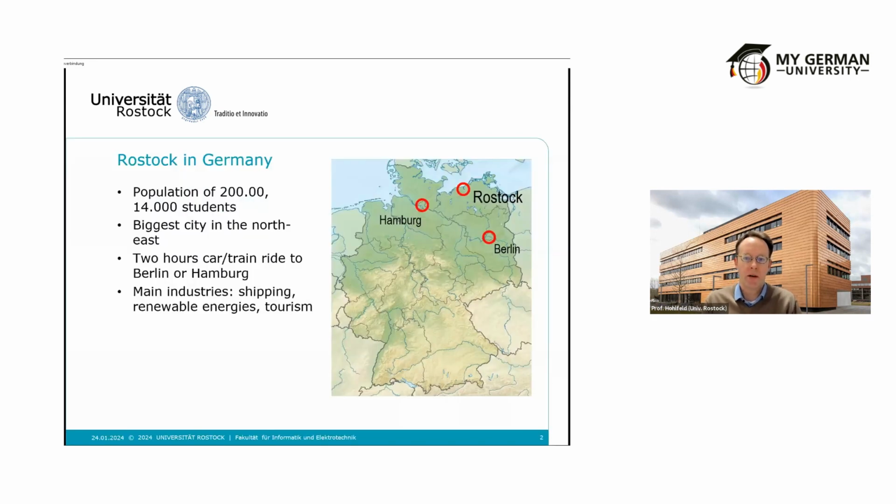We are in the upper northeast corner of Germany. I circled the location of Rostock. It's a coastal place. We are located at the Baltic Sea coast, and the city has a population of 200,000. There's a zero missing, sorry, 200,000 citizens. 40,000 of them are students. In the region, we are the biggest city, and we are located more or less 2 hours away from Berlin and Hamburg. So most likely people fly in through Frankfurt or Berlin, and then they commute to Rostock.